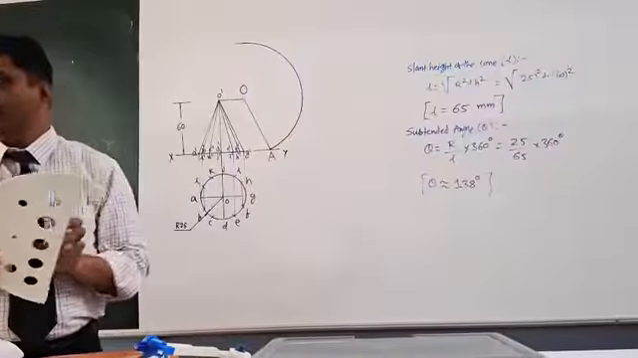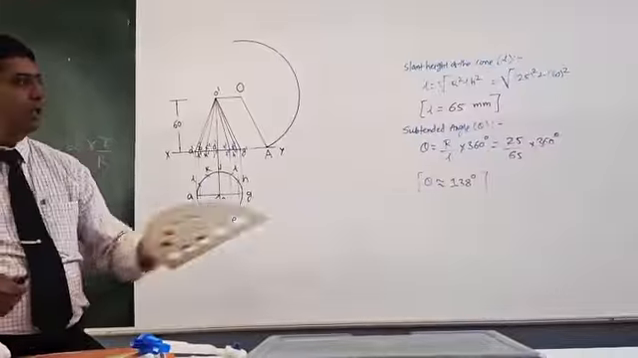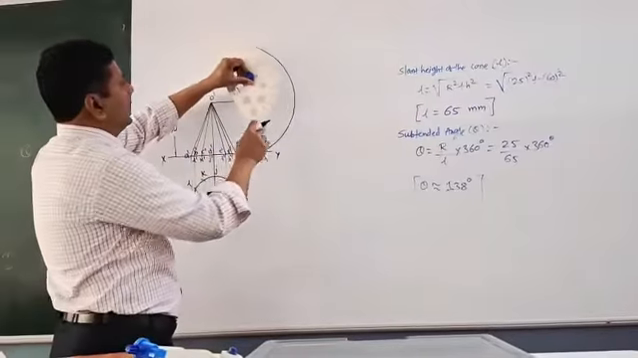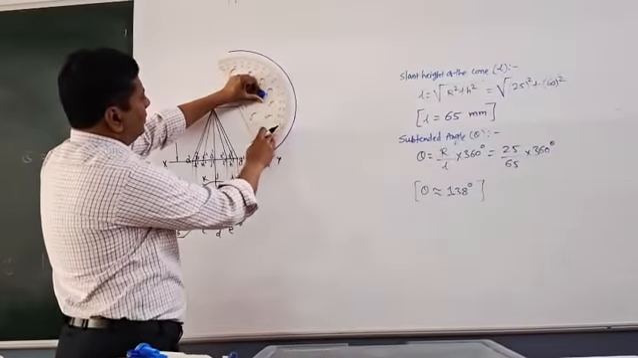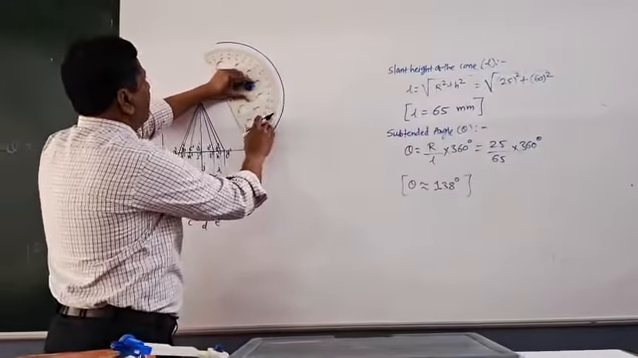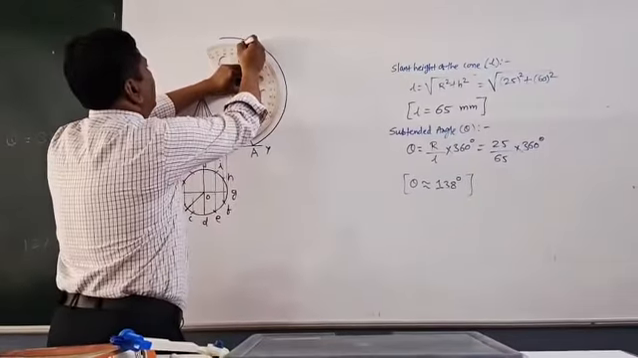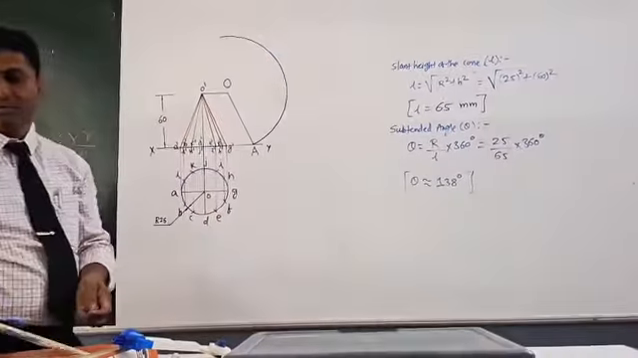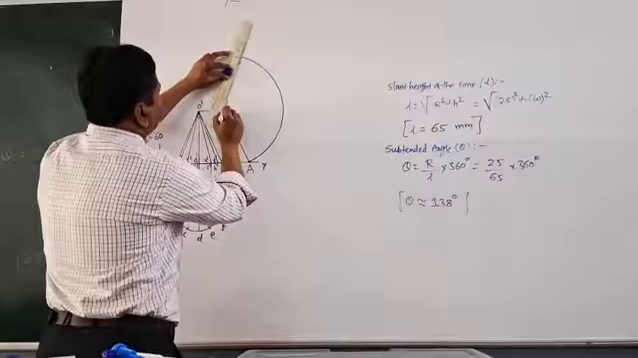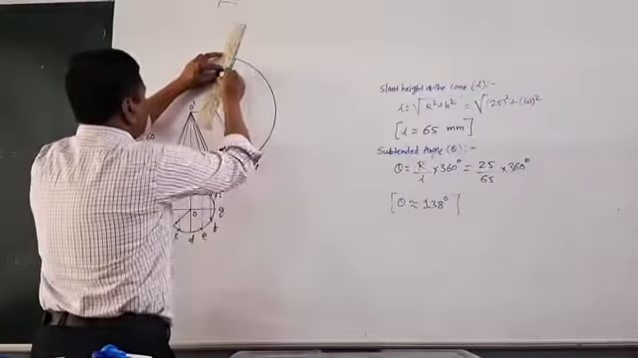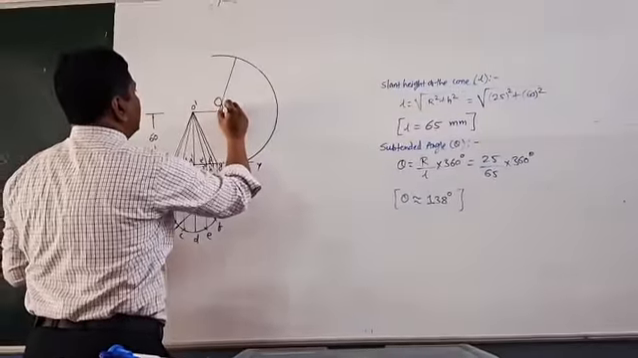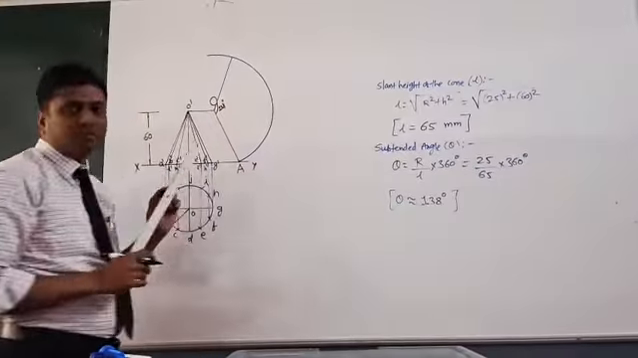Then next, take the angle protector. We have just calculated theta equal to how much? 138 degrees. Put this angle protector like this, with its base on OA, and mark the angle. How much? 138 degrees. Then draw a line. Understood?